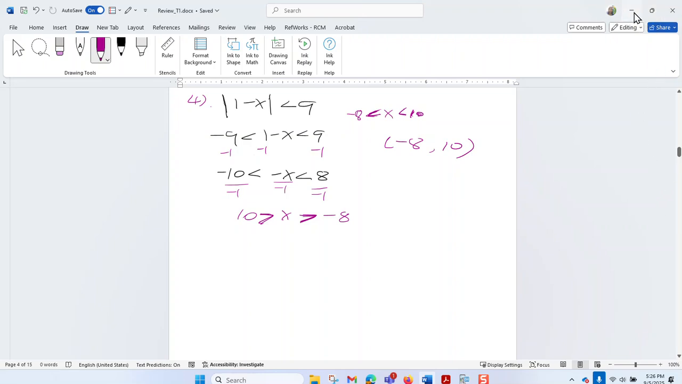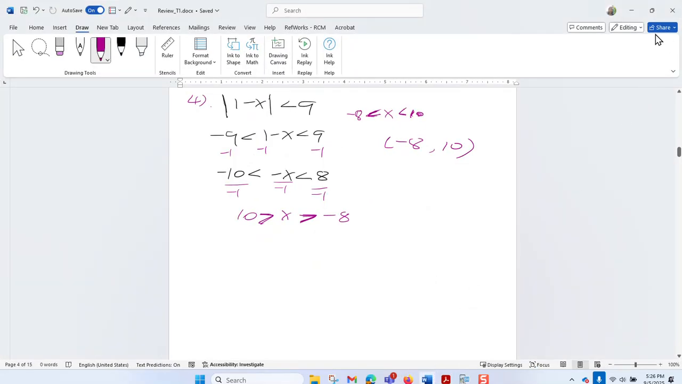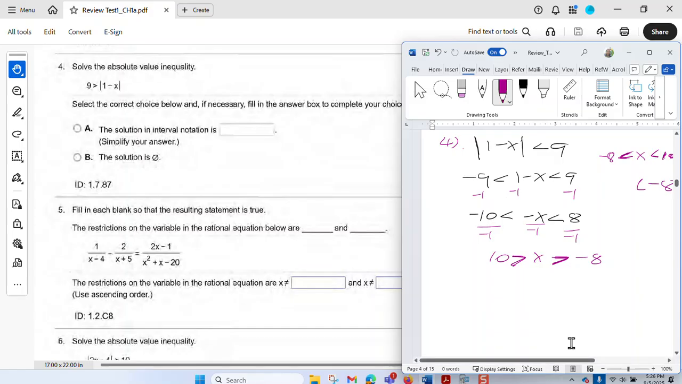Okay, let's look at number 5. How do I solve this one right here? What's the restriction on a variable in this rational function? Okay, so one thing here is the denominator cannot be 0, right? When you're trying to do this kind of equation, your denominator cannot be 0. I usually tell people, how do you know your denominator cannot be 0?